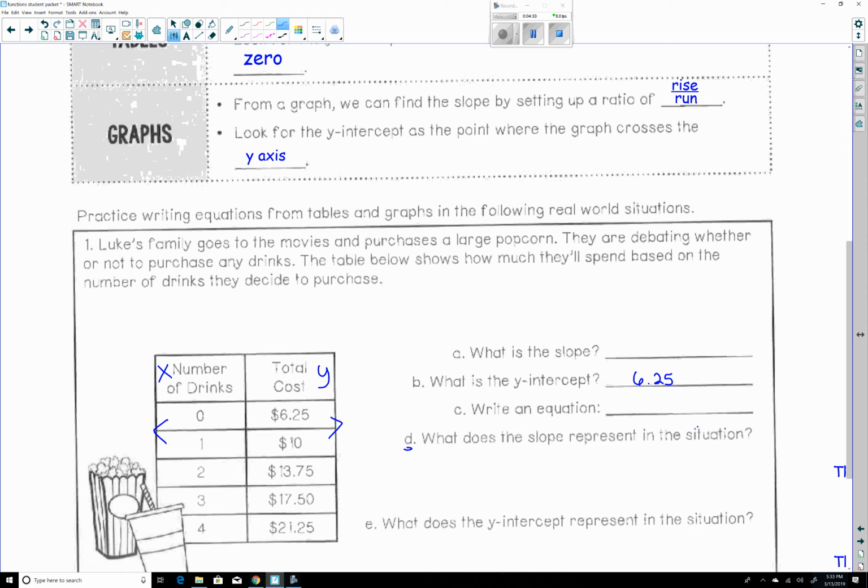Now the change in x is easy to see. Going from 0 to 1, that's a plus 1. 1 to 2, plus 1. 2 to 3, plus 1. What's not quite as easy to see is the change in y.